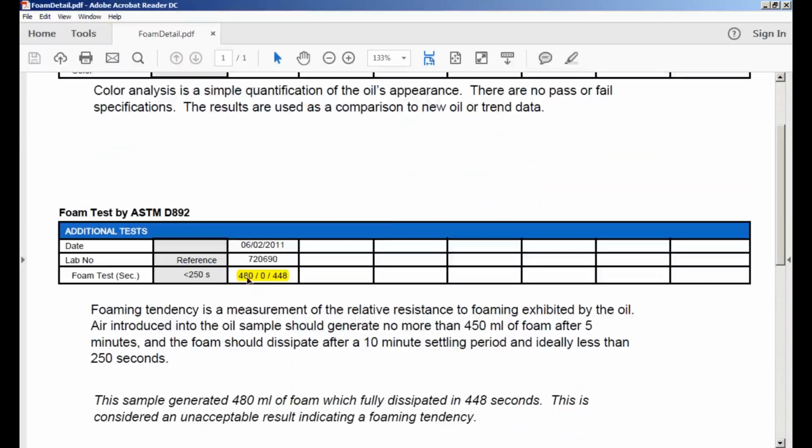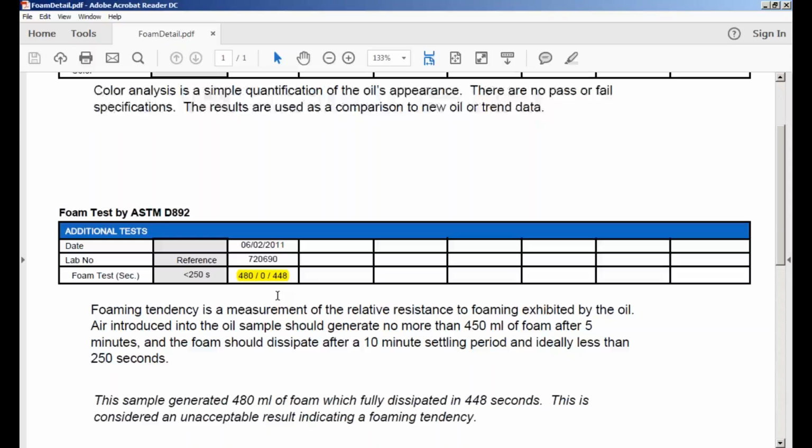All right, so we have this one here, and it reads 480-0-448. What that means is at the end of 5 minutes of blowing, we had a foam layer of 480 milliliters. That's a lot of foam that was generated. And it took 448 seconds for the foam to completely dissipate.